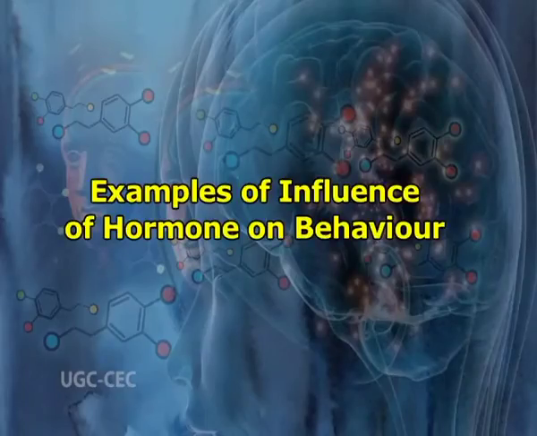Examples of influence of hormone on behavior. A male rat placed with a sexually mature female rat will mount the female within a matter of seconds and begin a sequence of behavior that ends with copulation. A castrated rat takes much longer to initiate mounting.